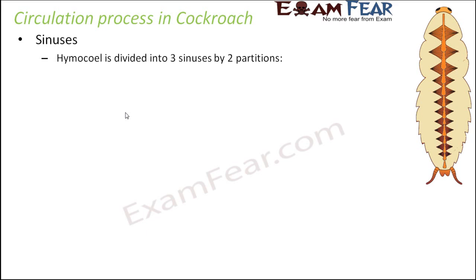And the third part is the sinuses. So what are sinuses? Those empty spaces which are filled with blood. So hemocoel is divided into 3 sinuses by 2 partitions. Hemocoel is nothing but the entire body cavity which is filled with blood. That entire cavity is divided into 3 sinuses or 3 regions: pericardial sinus, perivisceral sinus, and perineural sinus. These are the 3 sinuses which are divided by 2 partitions.